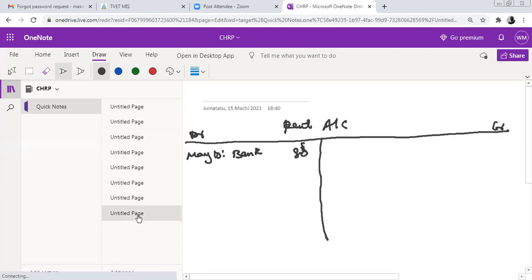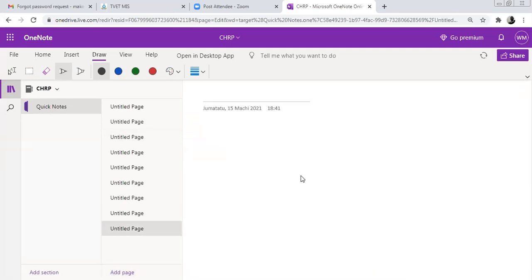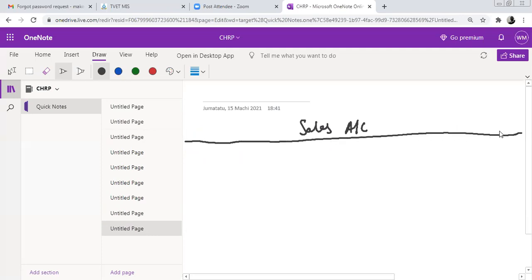The next transaction is sold goods on 12th of May. Sold goods for cash, 210. Whenever you are selling goods, you are supposed to record them in an account called the sales account. And the sales is actually the opposite of purchases. Purchases we normally debit when we are acquiring more stock. But when we sell the same stock now, it is supposed to be credited in the sales account.